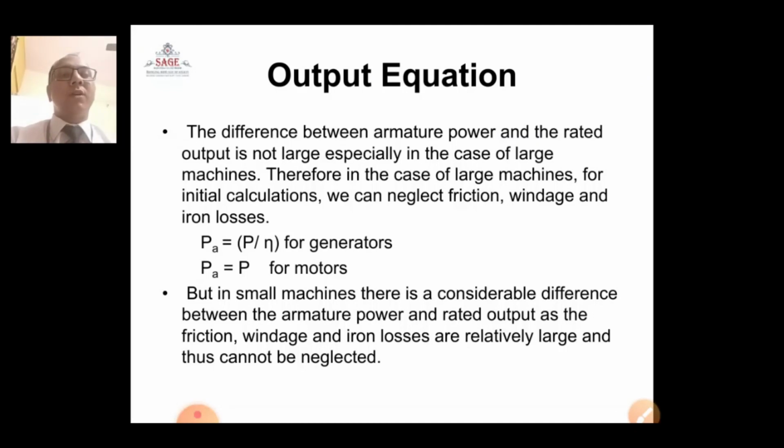Sometimes the output of a generator or motor in HP is also given. Like in motors, generally the output is given in horsepower. So you should be able to convert the horsepower by multiplying by 0.746 and then use that in the output equation.